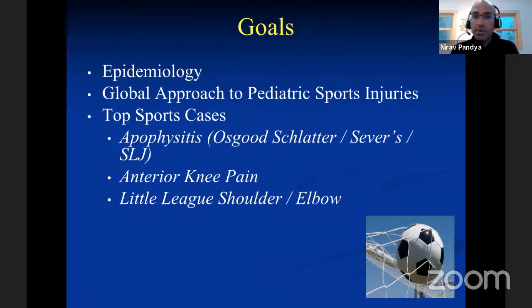We'll spend a lot of time on the apophysitis injuries, such as Osgood-Schlatter's, Sever's, and Sinding-Larsen-Johansson syndrome. We'll spend some time on anterior knee pain, which is a very common complaint that we see. And we'll spend some time on what we call here in the US Little League shoulder and Little League elbow, which are overuse injuries of the upper extremity.